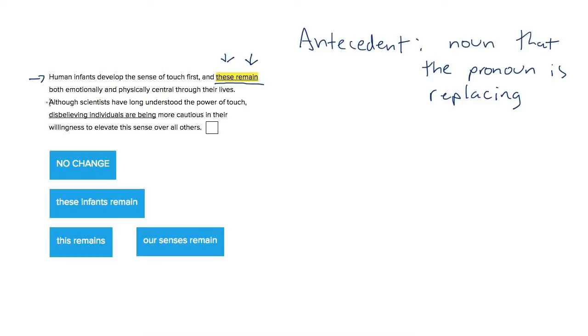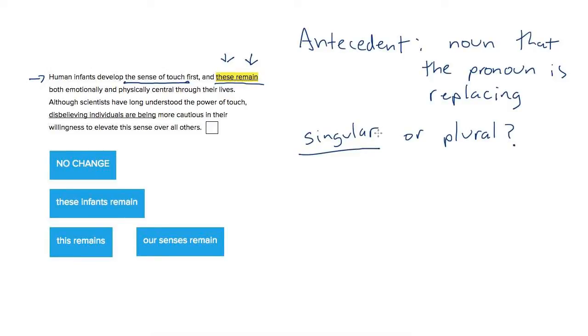Human infants develop the sense of touch first, and these remain both emotionally and physically central through their lives. Now, you might be tricked into thinking we're talking about human infants here, but it wouldn't make sense to say they remain emotionally and physically central throughout their own lives. The antecedent here is the sense of touch. So we're replacing the sense of touch. The next thing we're going to ask ourselves is: is this singular or plural? Well, the sense of touch is just one thing, so it's singular.